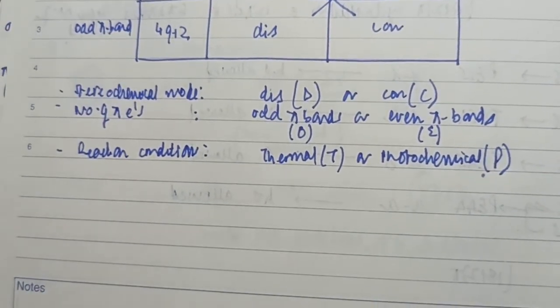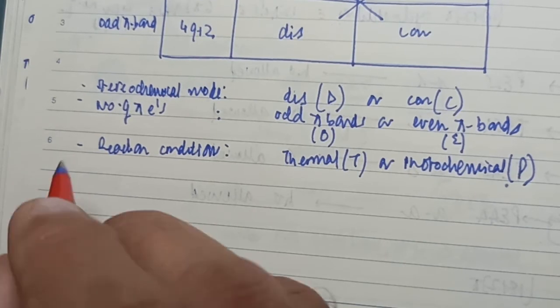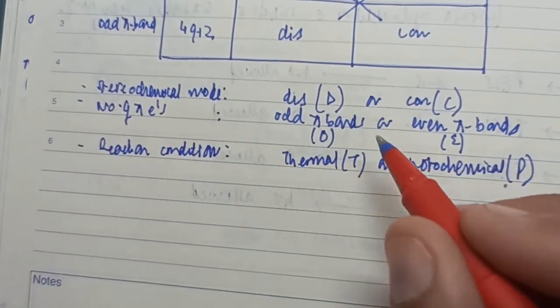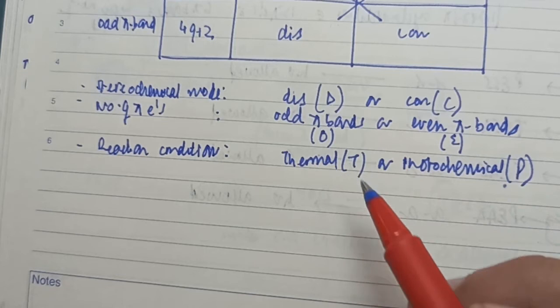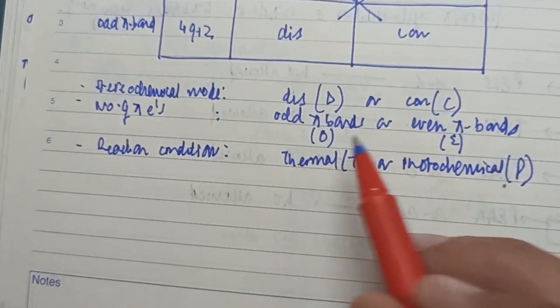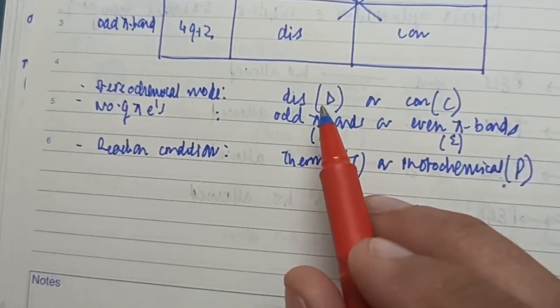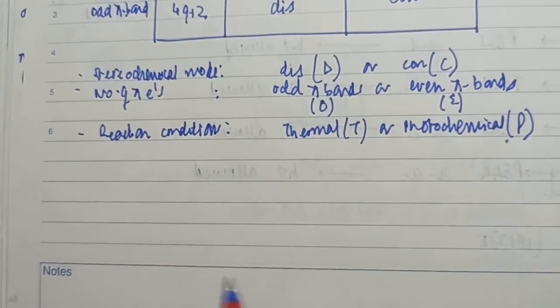Now if I create the formula for this, I have three things here. It can be thermal or photochemical. The reaction can be odd or even. The stereochemical mode can be disrotatory or conrotatory, right?